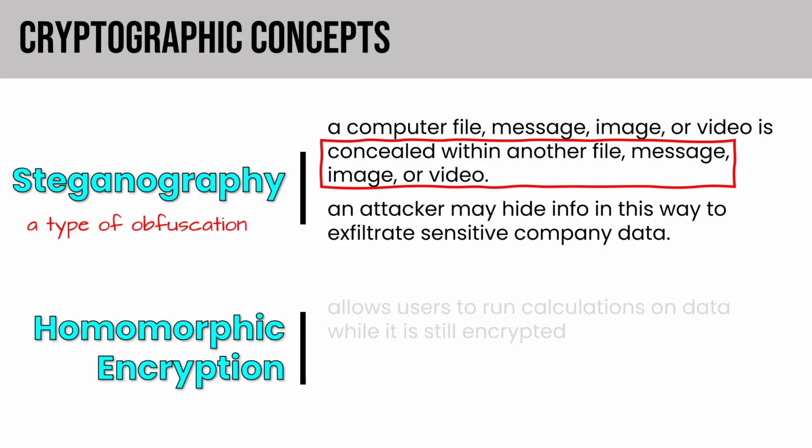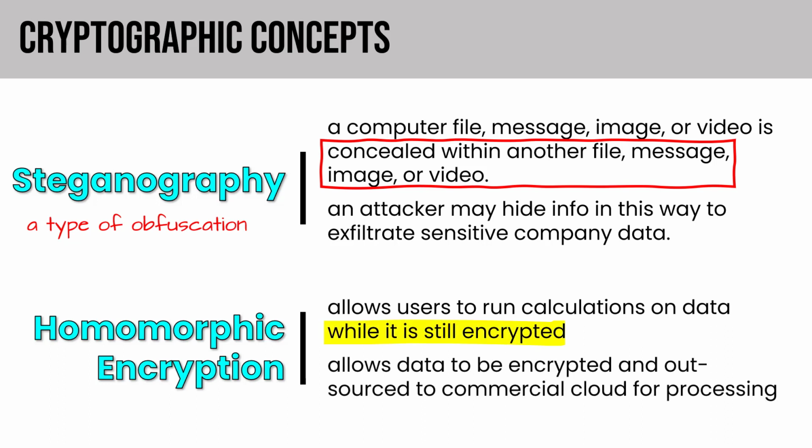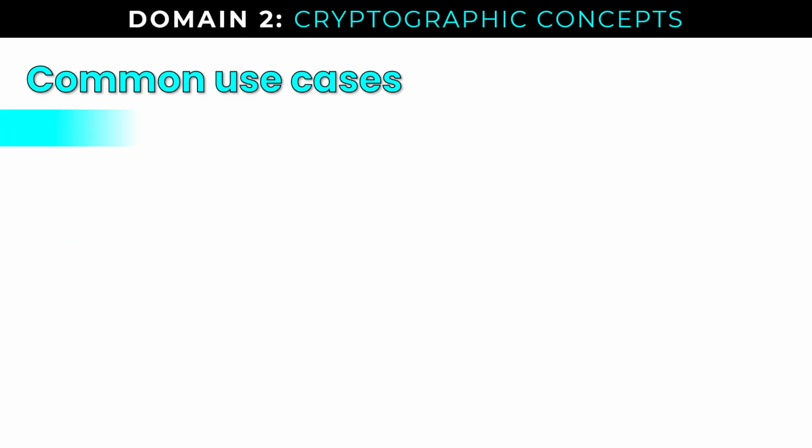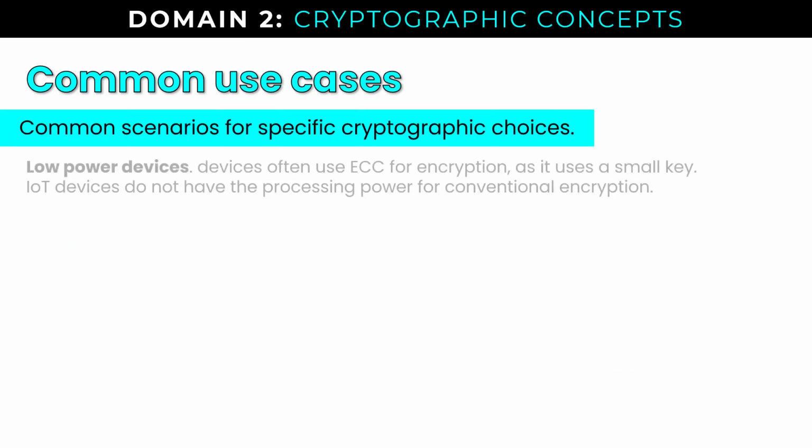So homomorphic encryption allows users to run calculations on data while it is still encrypted. This allows data to be encrypted and outsourced to commercial cloud for processing because it can be processed while it's still encrypted. So, common scenarios for specific cryptographic choices.